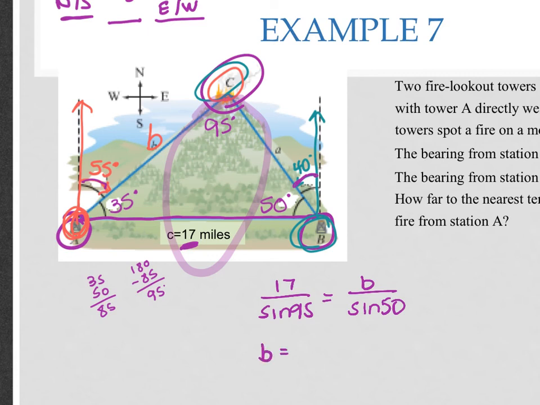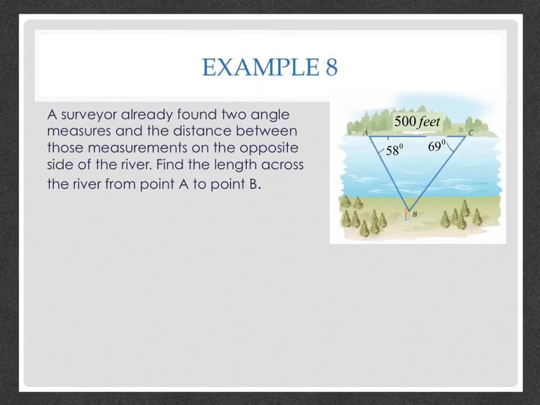And it says round to the nearest 10th. So 13.1 miles is the distance from A to the fire. So if the question was to find an angle, remember like bearings, if it said what's the bearing from one place to the other, you've got to give it direction. Not angle, but the direction.